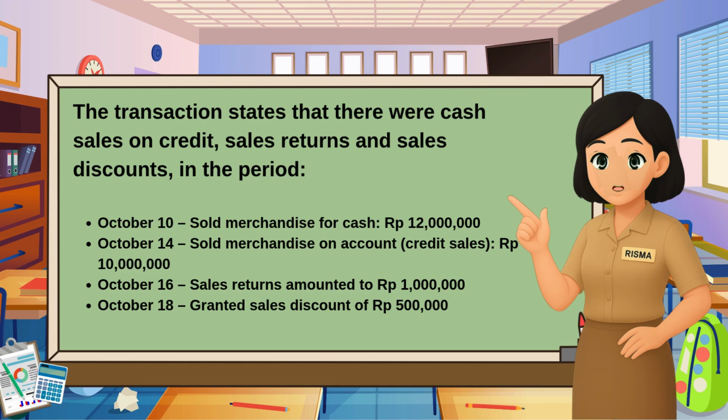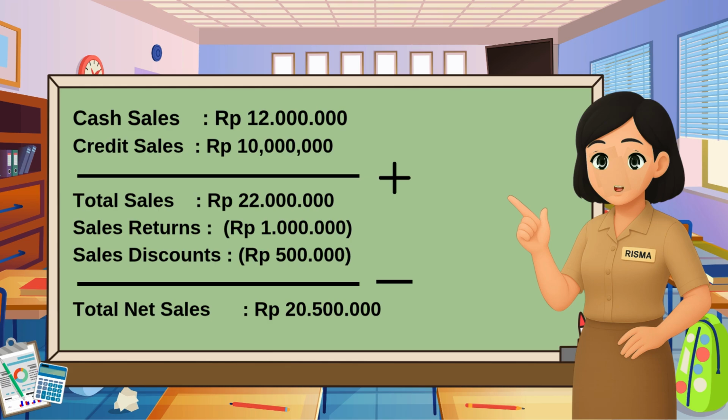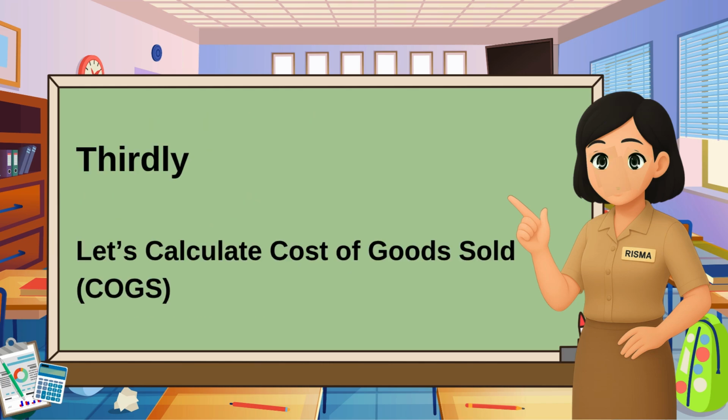October 10, sold merchandise for cash. October 14, sold merchandise on account. October 16, sales return amount. October 18, gave sales discount. Cash sales plus credit sales, the result is total sales. Total sales minus sales return minus sales discount, the result is total net sales.